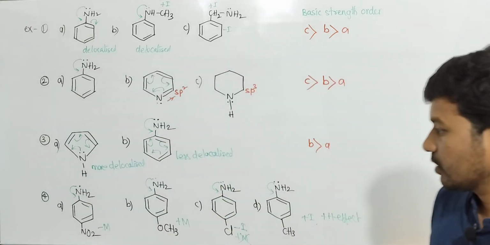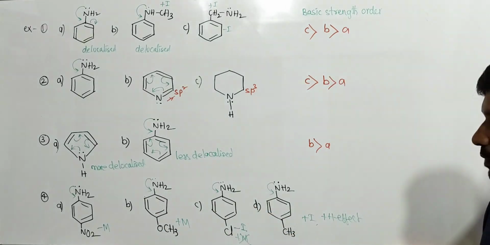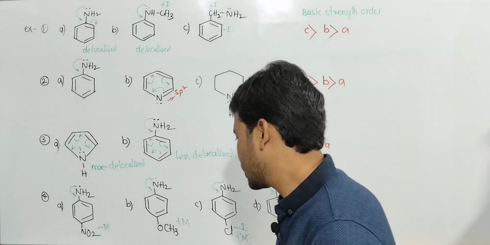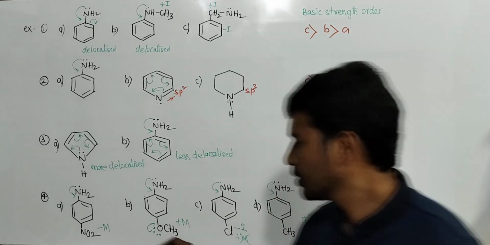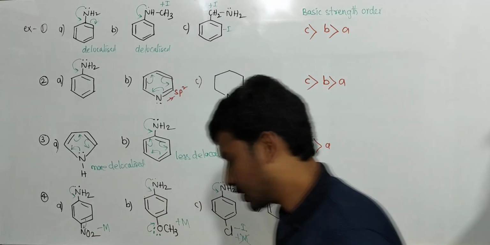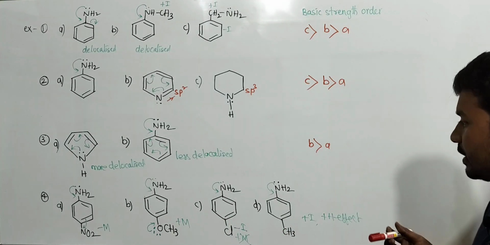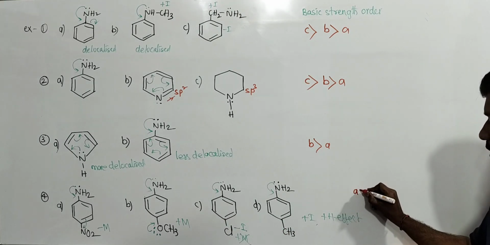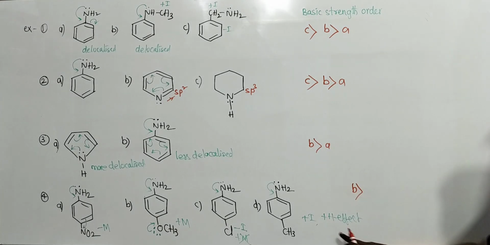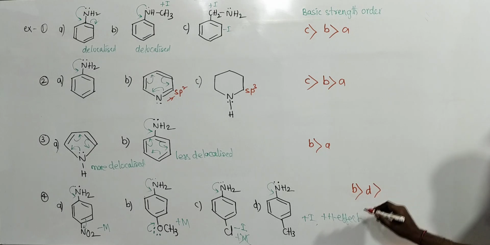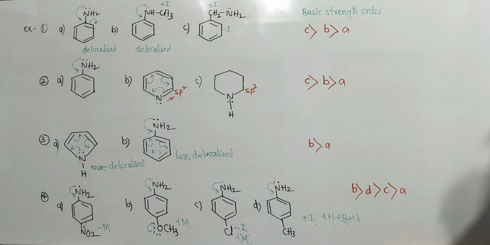So here, which one is the stronger base? A plus M group increases basic strength. Plus M group on the oxygen atom of methoxy: lone pair electrons are there that donate lone pair. Here it withdraws electrons. That's why lone pair electrons are freely involved in this one. B is the stronger base. B is a stronger base compared to D, then C, then A. This is the basic strength order.